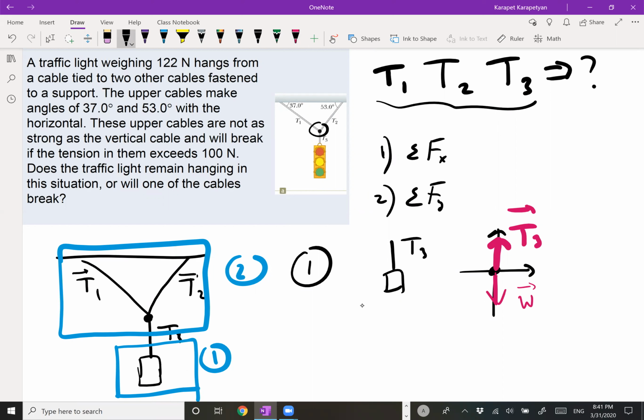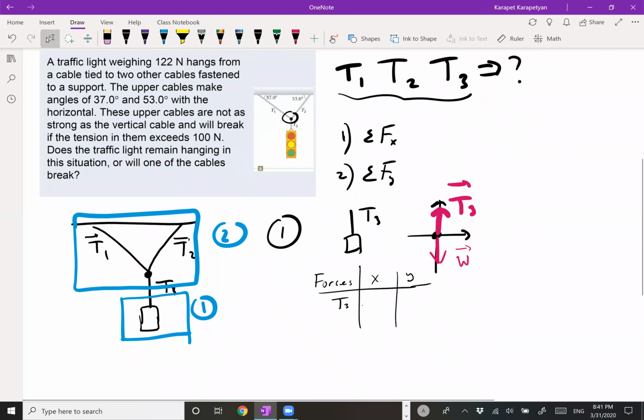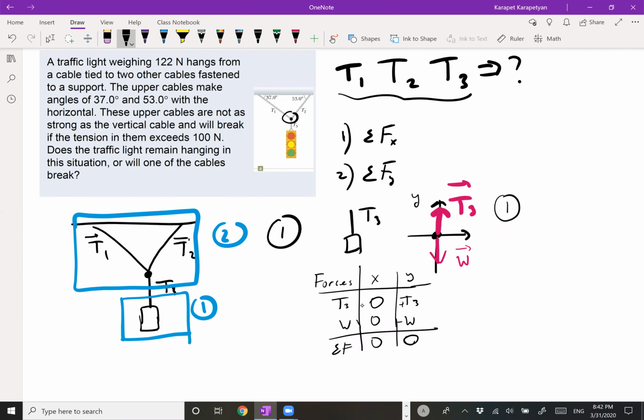If I'm doing the force table, here's the force table, with the X direction and the Y direction. It becomes relatively simple because I have T3 and the weight, and those are the only forces. None of them is in the X direction. I'm taking up to be the positive Y direction, so tension 3 is positive, while weight is negative because it's down. Because it's in equilibrium, the net force I know for sure is 0. From here I get equation 1: T3 minus the weight of the traffic light equals 0, which means T3 is equal to the weight of the traffic light.